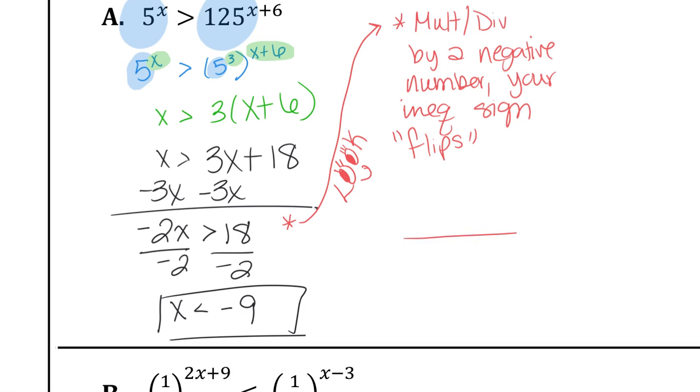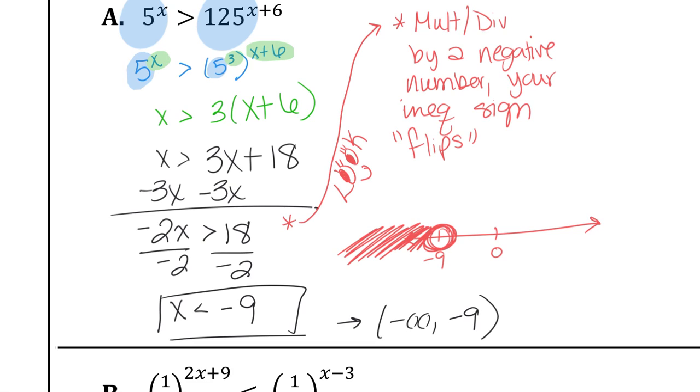So if this was a number line, here is 0, here's negative 9. I can't choose negative 9 because it's not less than or equal to, it's strictly less than. But I can pick any number smaller than that, and this inequality would remain true. The comparison would remain true. Whatever value I substituted in for x, the left side of my inequality would always be greater than the right side. You can also rewrite this if you wanted to in interval notation. So you could say from negative infinity all the way up to negative 9.